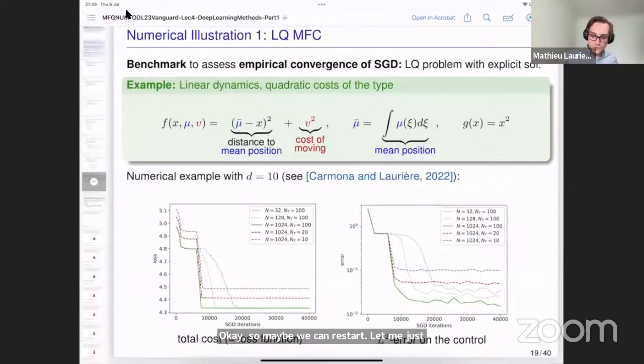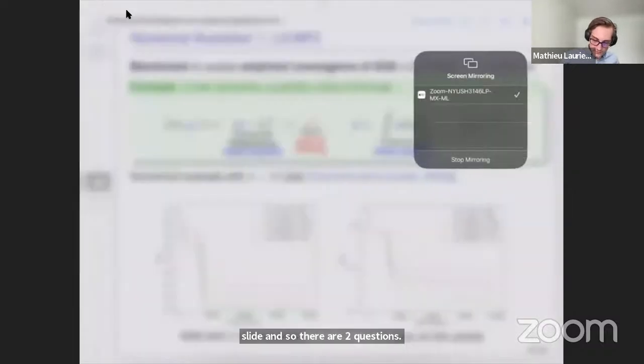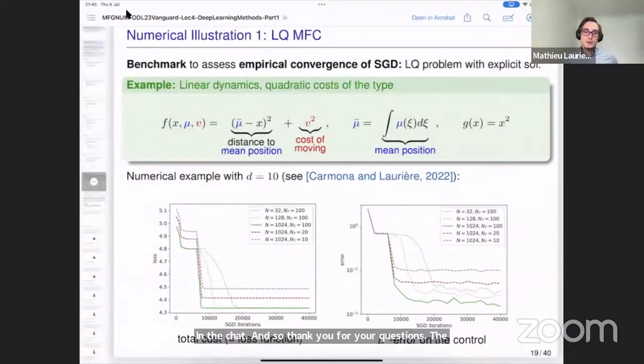And so there are 2 questions in the chat. So thank you for your questions. The first one, is it necessary to have regular solutions? I would say yes to some extent. At least if you want to prove approximation results, you need some regularity because the approximation results by neural networks work with some kind of regularity. But actually, there is really a big diversity of results.